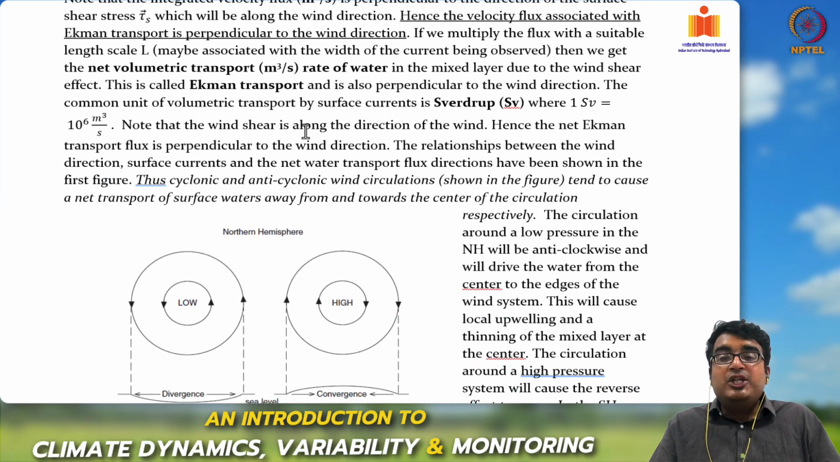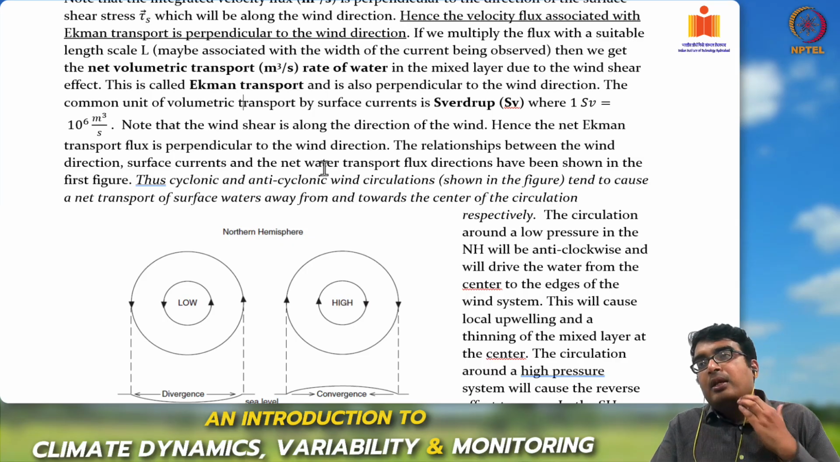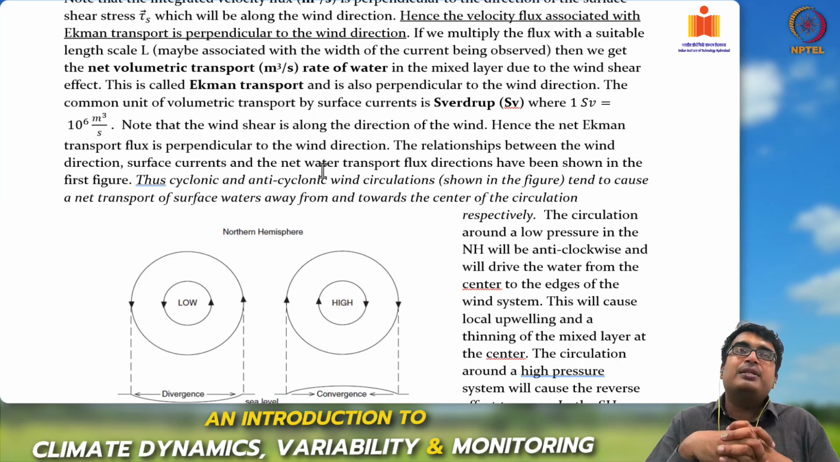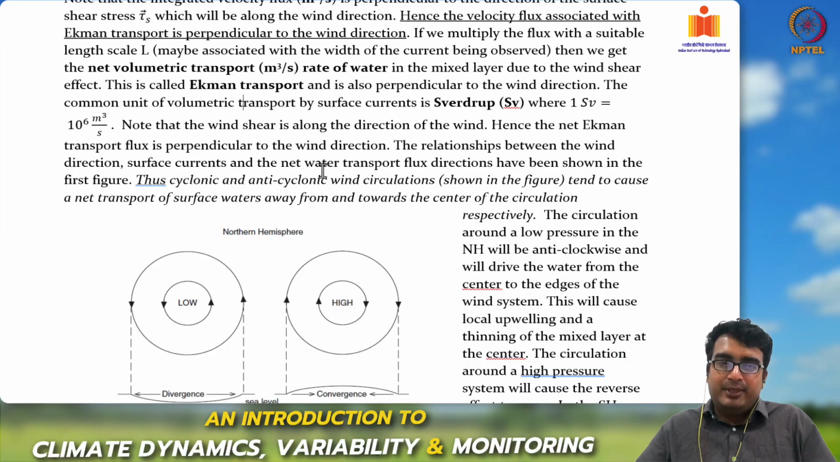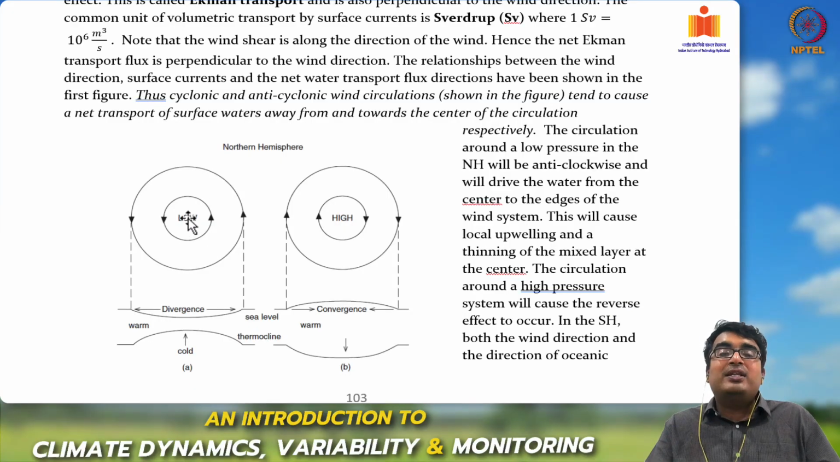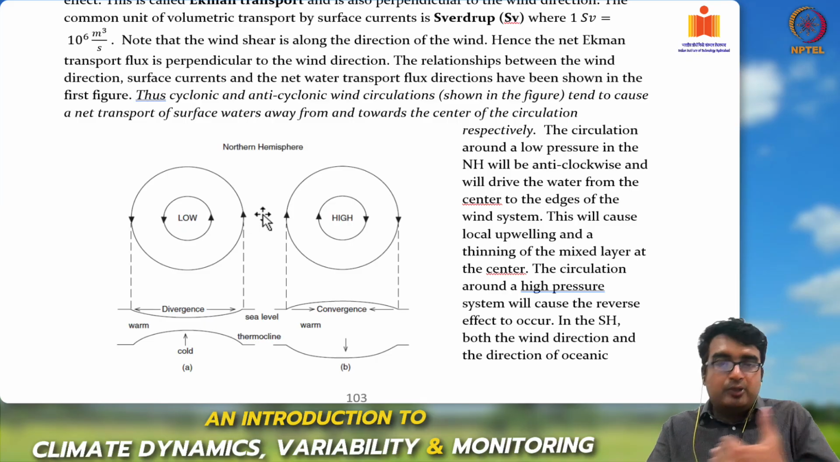Note that wind shear is along the direction of the wind, hence Ekman transport is perpendicular to the wind direction. Now, what does this mean? You will see. For example, consider the case of a cyclonic and an anticyclonic wind circulation over the northern hemisphere. The cyclonic circulation of the northern hemisphere is in the anti-clockwise direction. So, the winds are moving in this way over the surface. Now, because of the Ekman spiral effect, the direction of water transport is perpendicular to the wind direction.